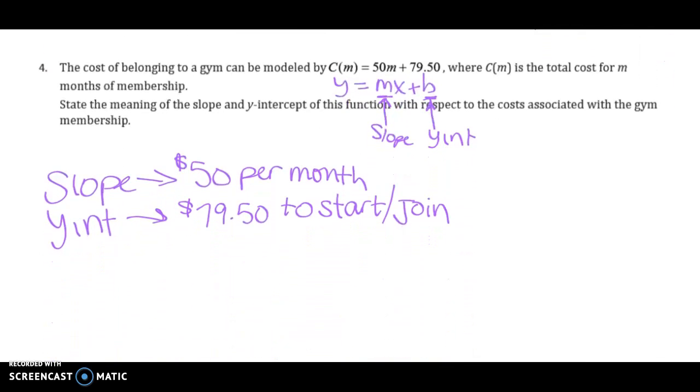Then last, the cost of belonging to a gym can be modeled by C of M equals 50M plus 79.50, where C of M is the total cost for M months of membership. State the meaning of the slope and the y-intercept of the function with respect to the cost associated with your gym membership. Again, I thought back to y equals mx plus b. M is how we move, it's the one attached to the x. B is where we begin. So my slope is $50 per month. What it costs me each month to pay for my membership, while my y-intercept, where I begin, is how much it costs to start up or join.